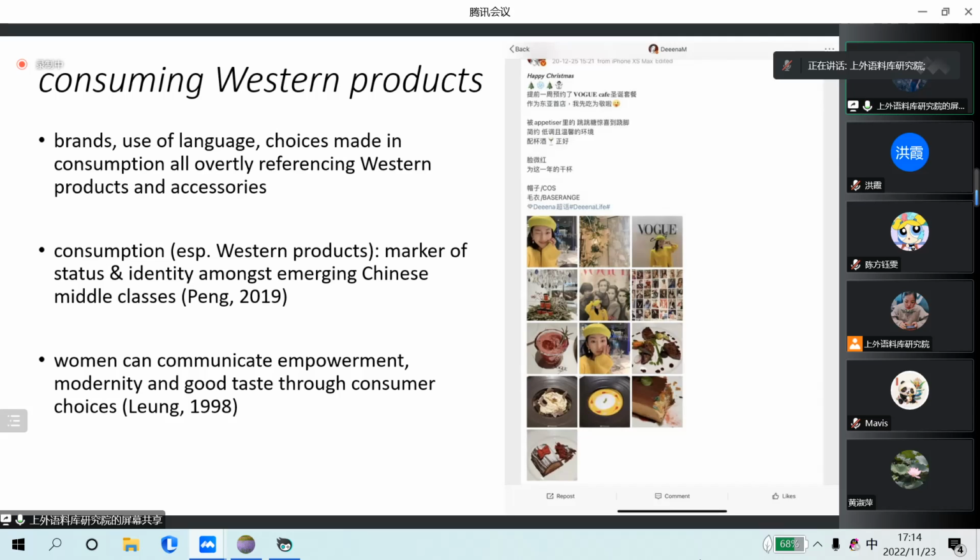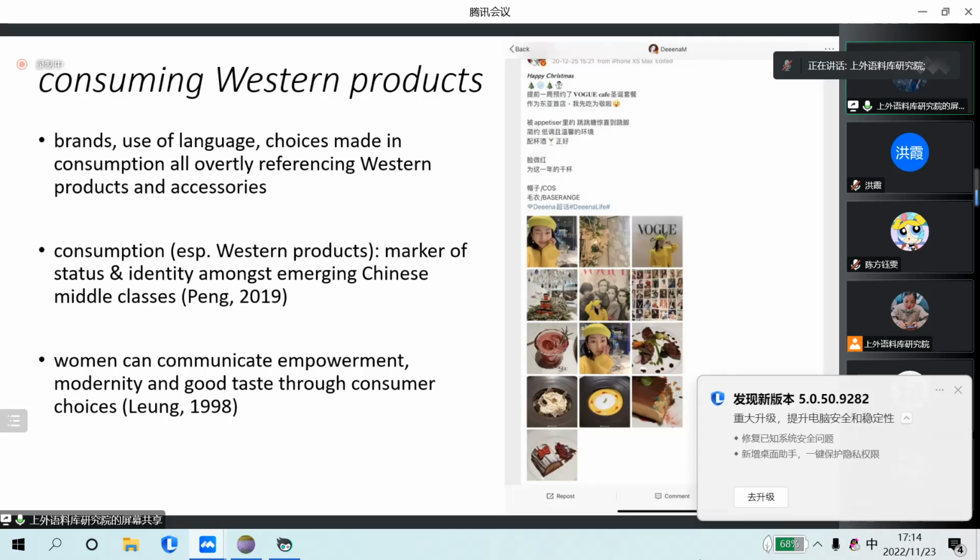I think the sweater is from COS and something else is from Base Range. And of course, she's flogging these products, she's selling them, but she's also signaling the kind of cultural capital that she has. The consumption, especially of Western products, is here a marker of status for her, and it's carving out her identity as an emerging Chinese middle-class person.